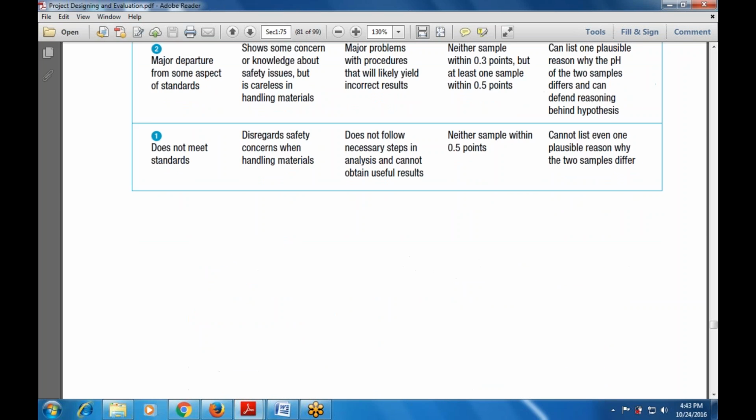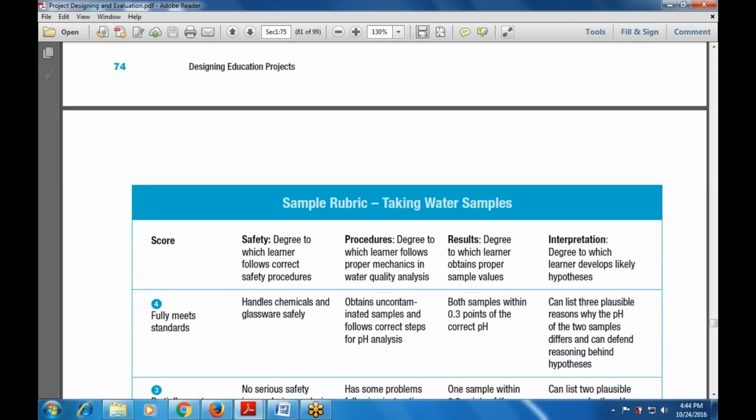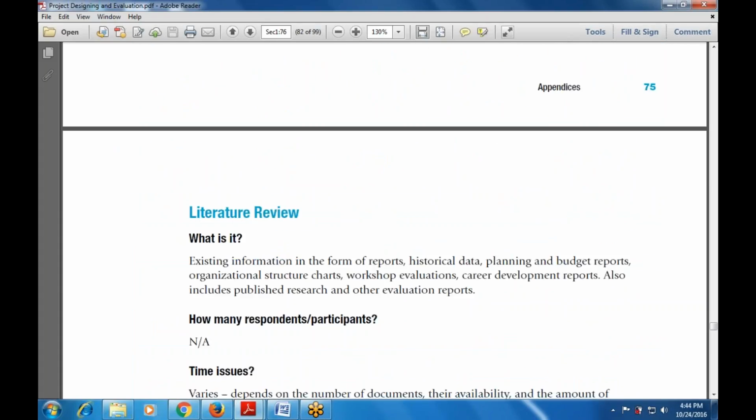Now this is the rubric for this. This is the rubric for taking the water sample. We are taking the water sample for the safety, for the procedures, for the results, for the interpretation. So we are taking the rubric, we are taking the interpretation, that is the rubric. Now next is the literature review. So we are done with the observation and the rubric that is available for taking the water sample. The next is the literature review.